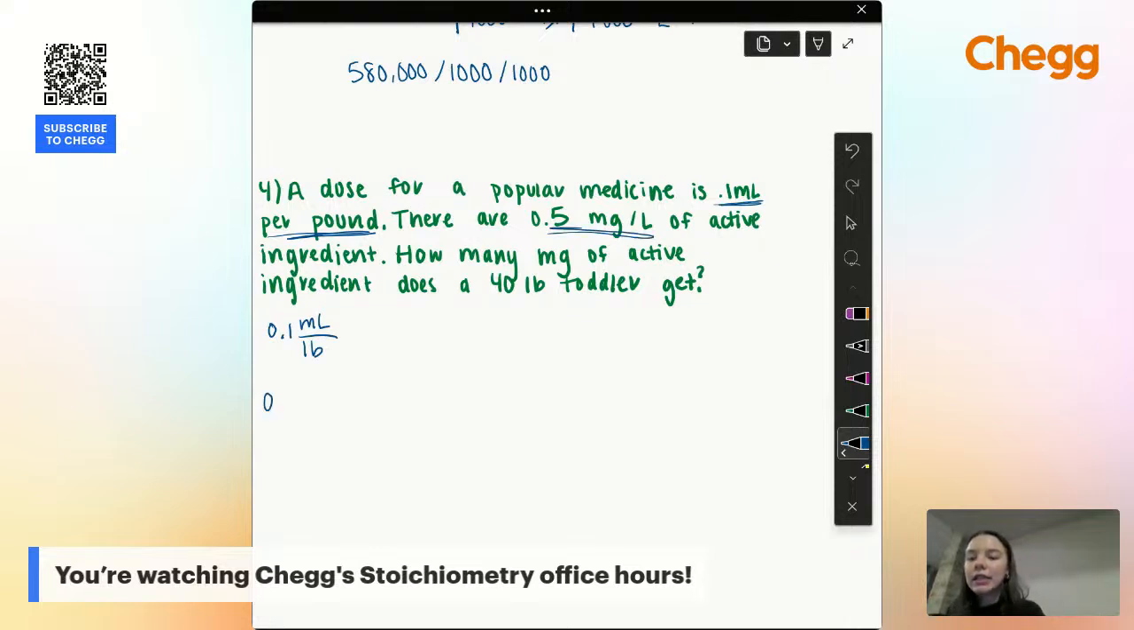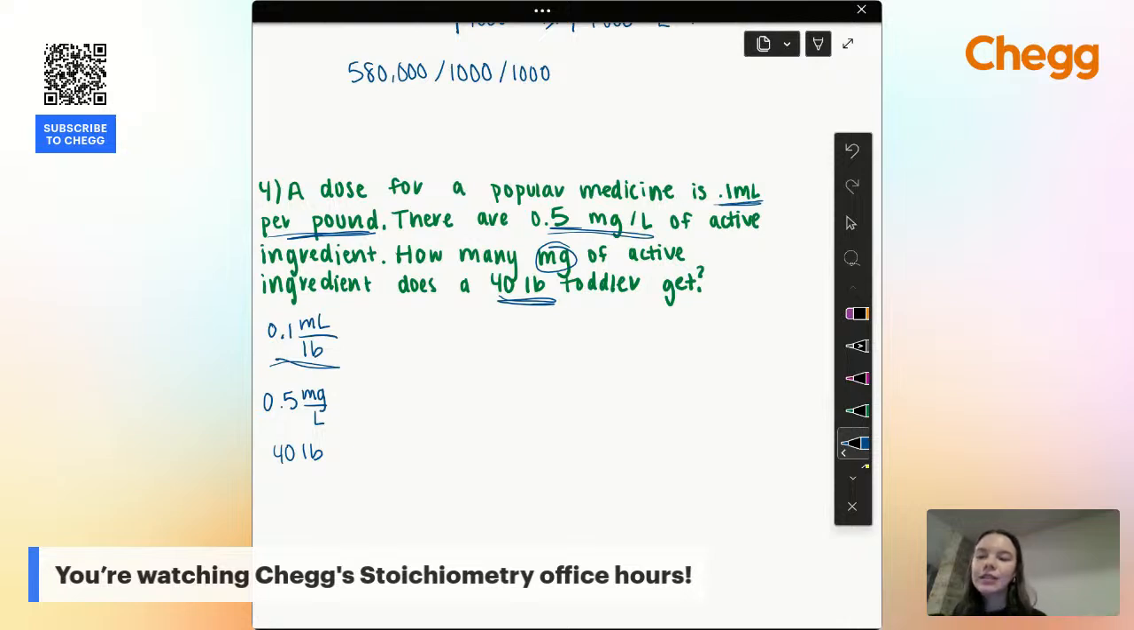0.5 milligrams per liter. And then, we can see that there is a 40-pound toddler. So what are we looking for in this problem? What do we want to get in the end? Does anyone know? Okay, we are looking for milligrams. So we need to start with our 0.1 milliliters per pound and get to milligrams.